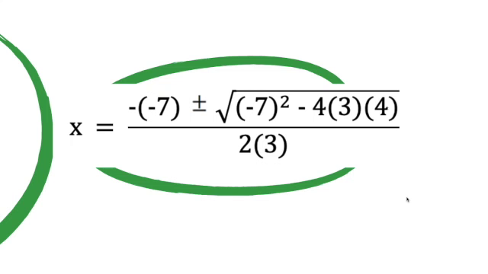Great job. The expression underneath the square root simplifies to 1. Negative 7 to the second power is 49. 4 times 3 times 4 is 48. And 49 minus 48 is 1.